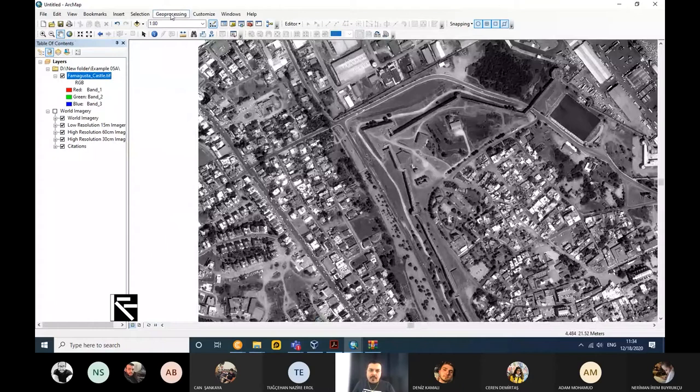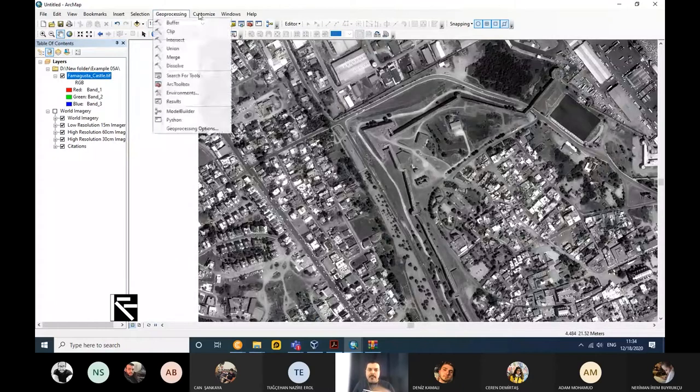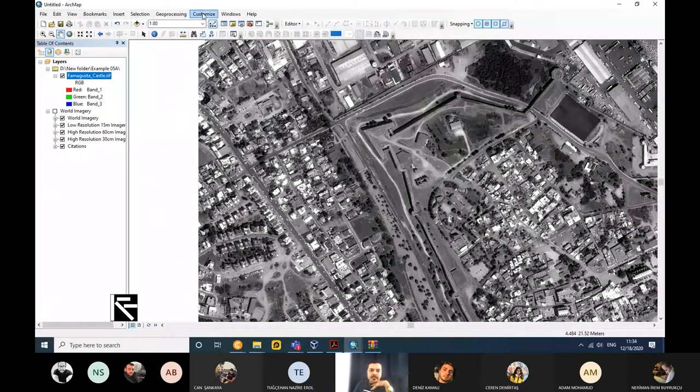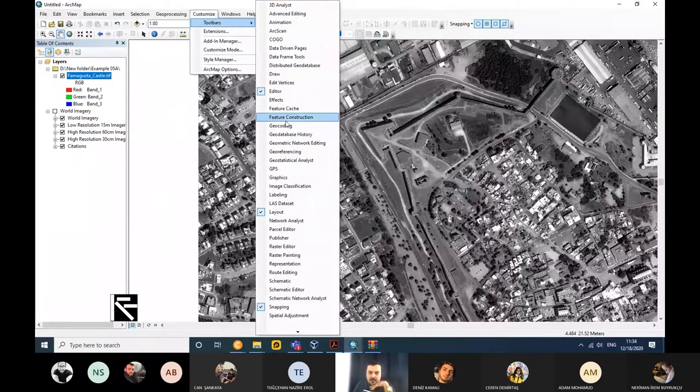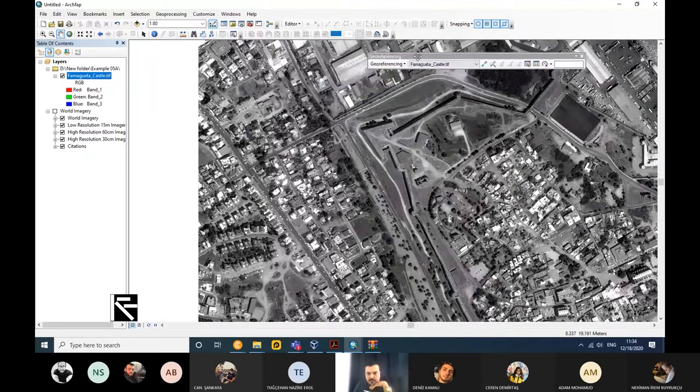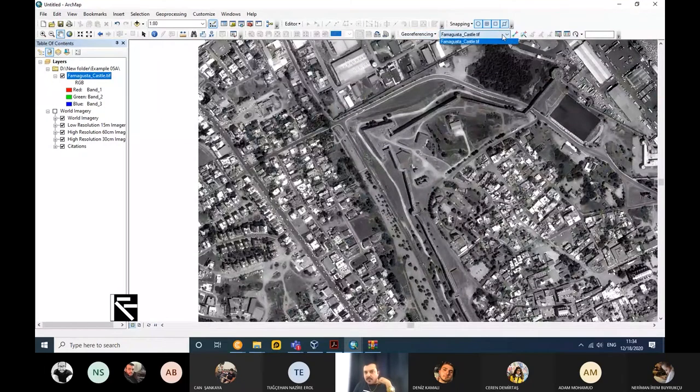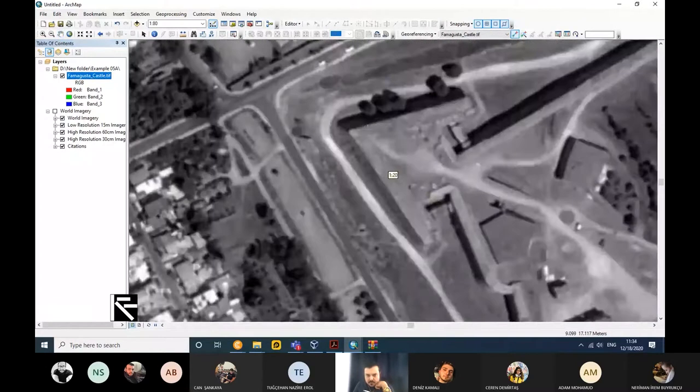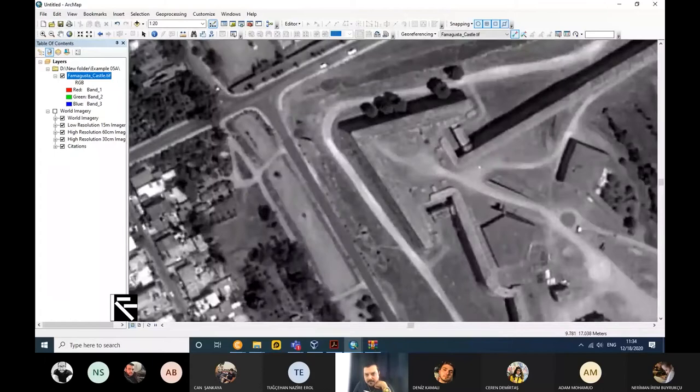I need to open a coordination. Let's open it. I need to open a toolbar, georeferencing, from a customized toolbar. I'm just opening the georeferencing. This is the georeferencing, and I choose Famagusta wall. As you can see, there is an add control point. I will take the first one, let's say this wall.